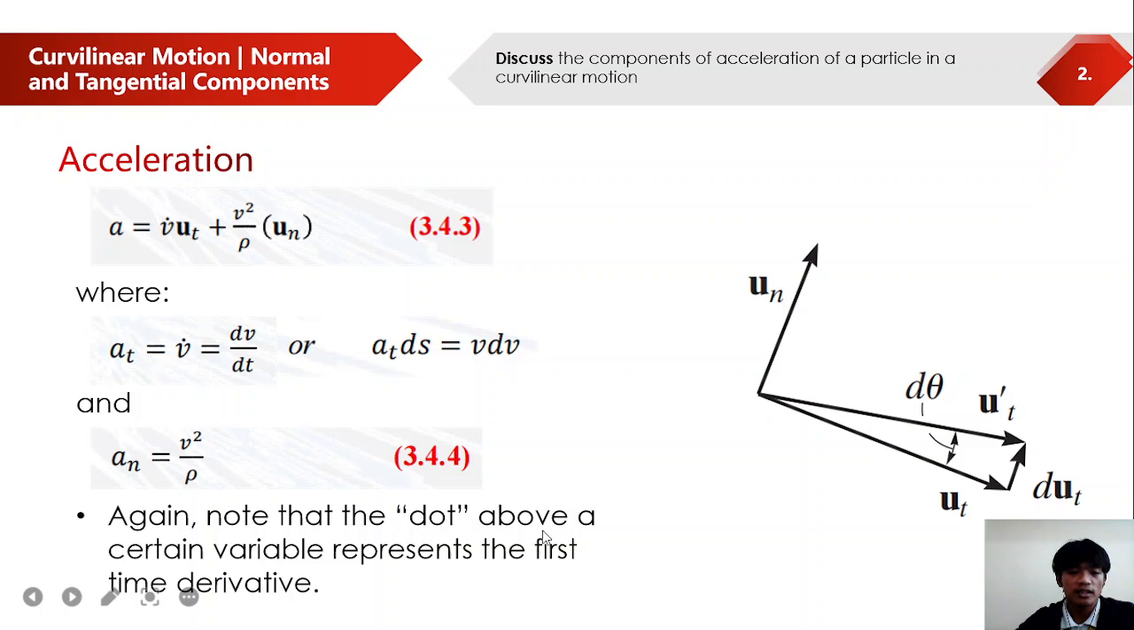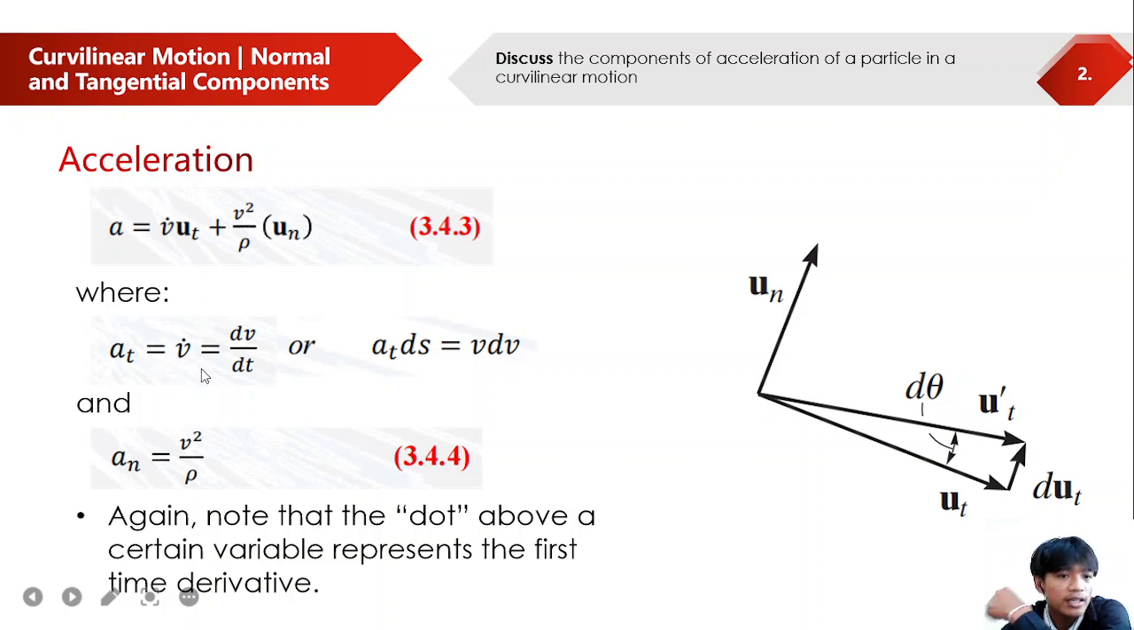Again, note that the dot above a certain variable represents the first time derivative. Okay? Again, ang dot na may dot sa ibabaw ng variable mo, it means that it is the first time derivative of that variable. Okay?